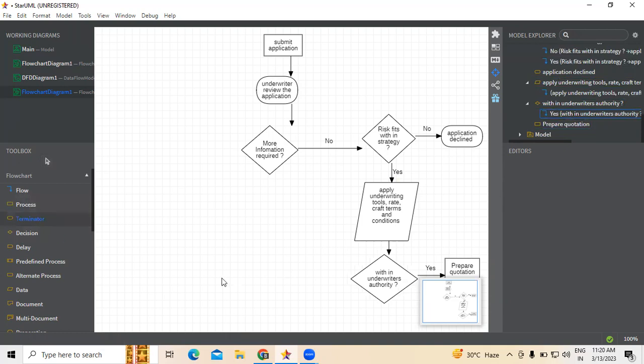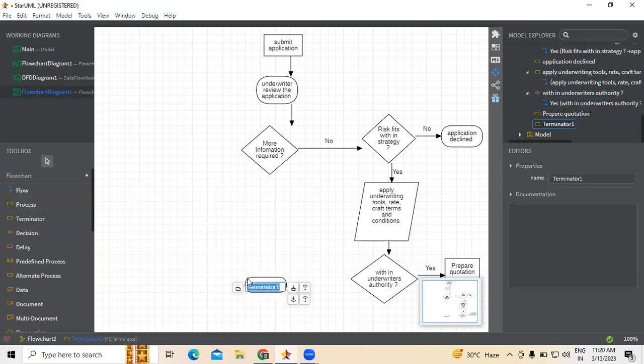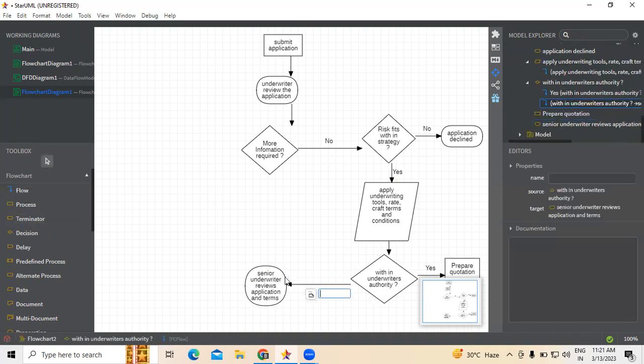So this will be sent back to the senior underwriter, who reviews the application as well as the terms and everything here. This is what generally happens. If it is yes, the quotation will automatically be prepared. Otherwise, if no, it will automatically be sent back to the underwriter for the quotation.